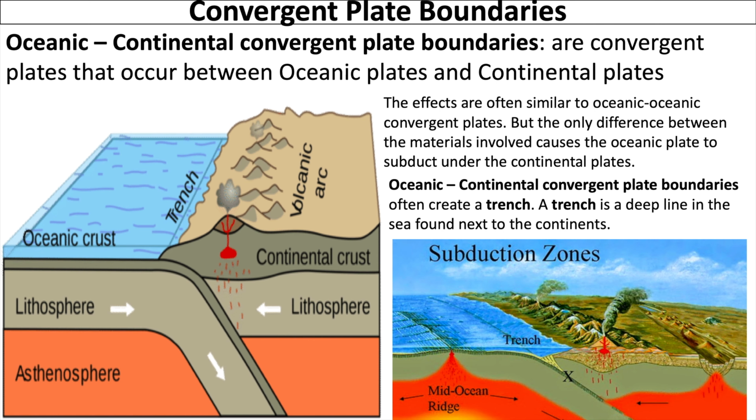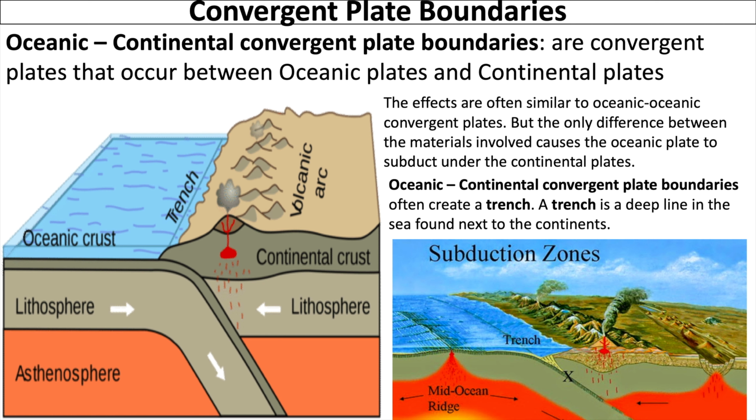The third type of convergent plate boundary is oceanic-continental convergent plate boundaries. Oceanic-continental convergent plate boundaries are convergent plates that occur between oceanic plates and continental plates. The effects are often similar to oceanic convergent plates, but the difference between the materials involved causes the oceanic plate to subduct under the continental plate.